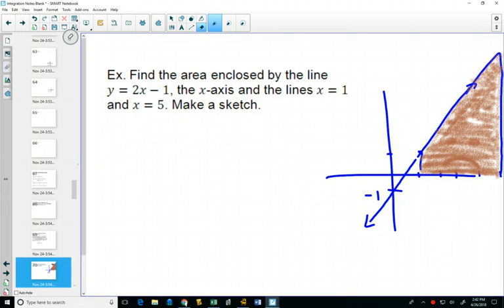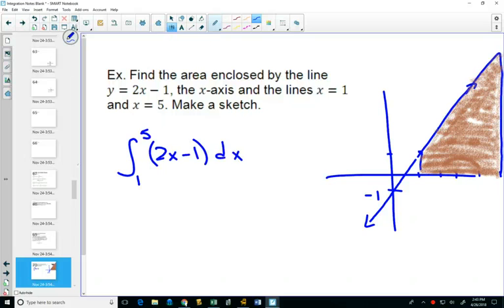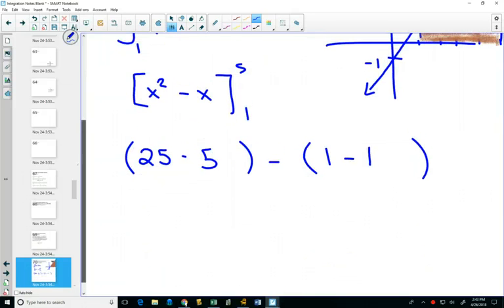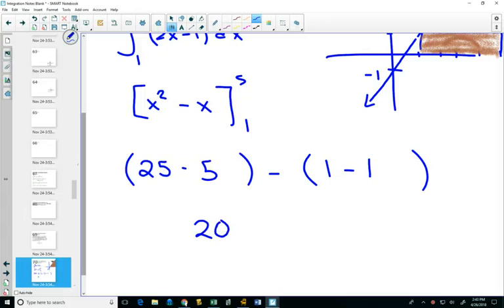Okay. So there's our sketch. In this situation, none of it is below the x-axis. So when we integrate this one from 1 to 5, 2x minus 1, put our square brackets, put 5 and 1, x squared minus x, (25 minus 5) minus (1 minus 1) is just 20. So that area is 20.